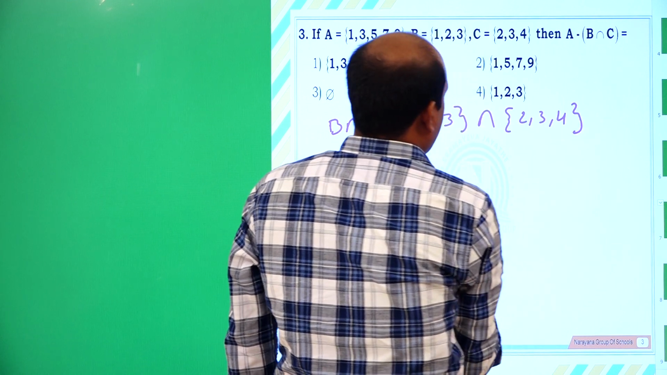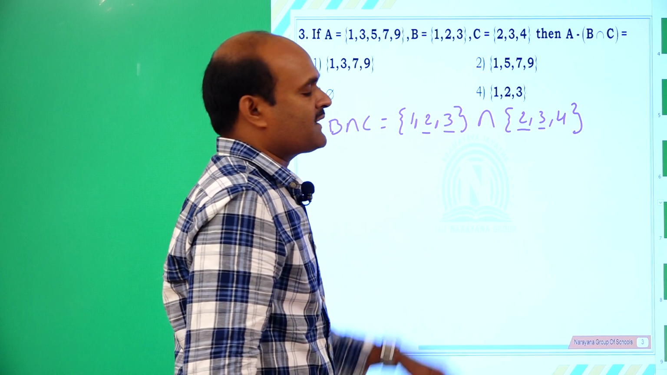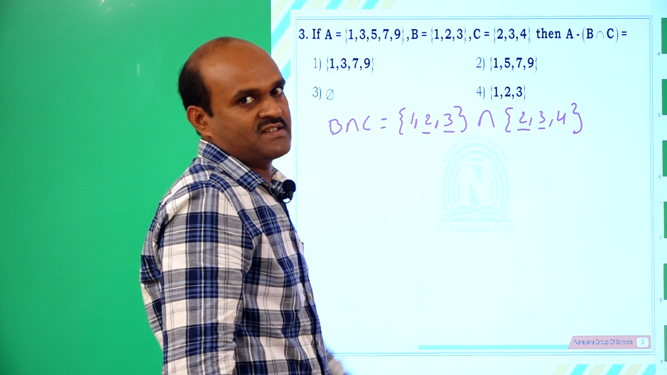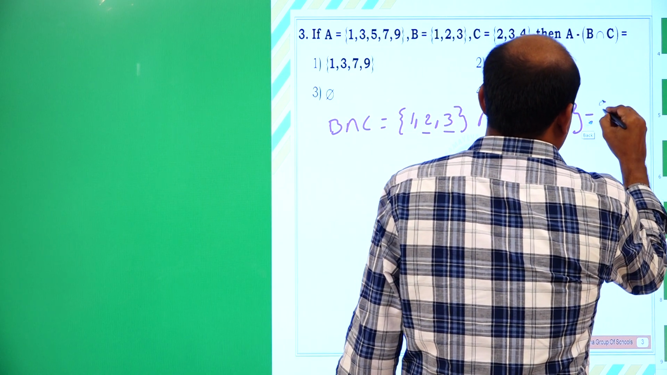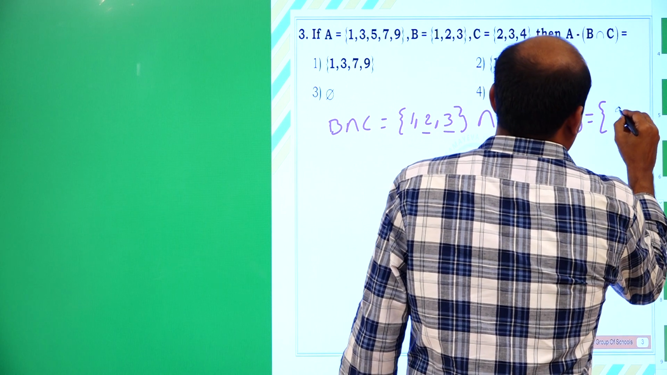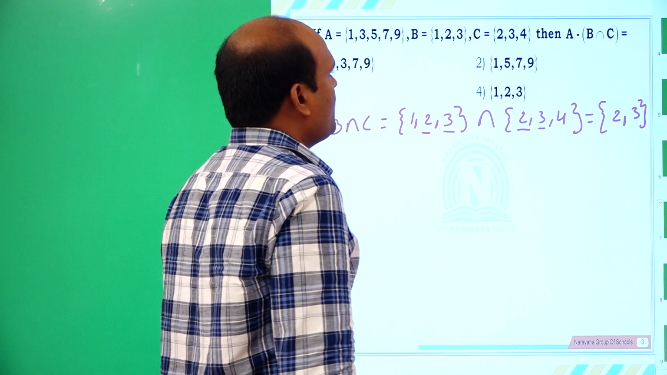What are the common elements? Here 2, 3, 2, 3. These 2, 3 are the common elements of both the sets B and C. So B intersection C is 2, 3. Now what you have to find?